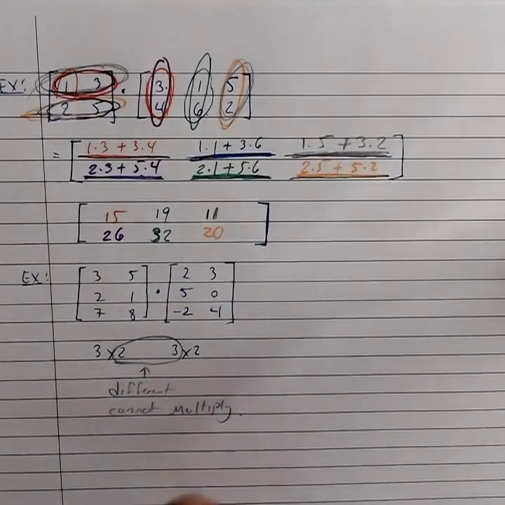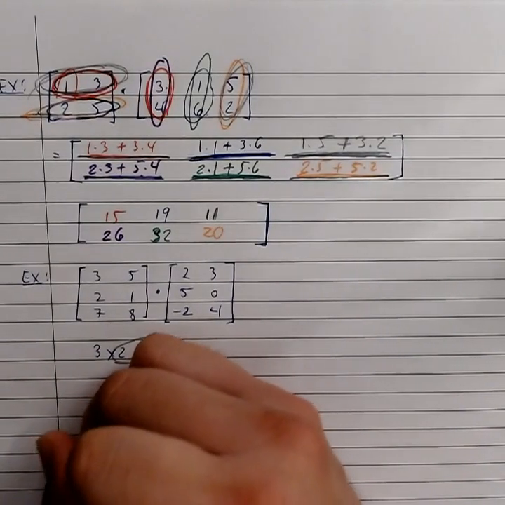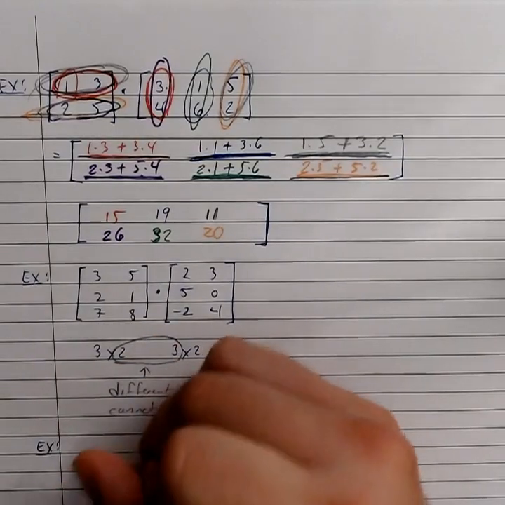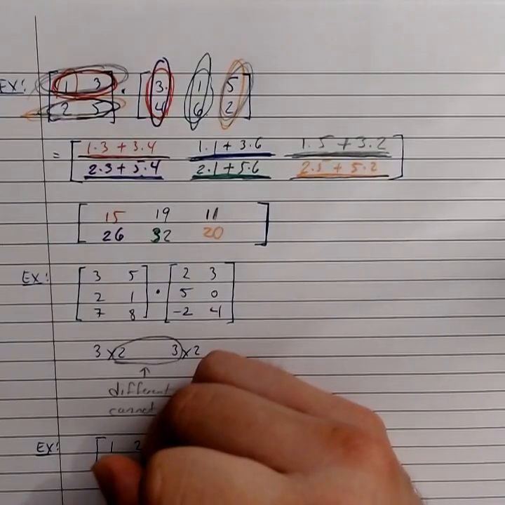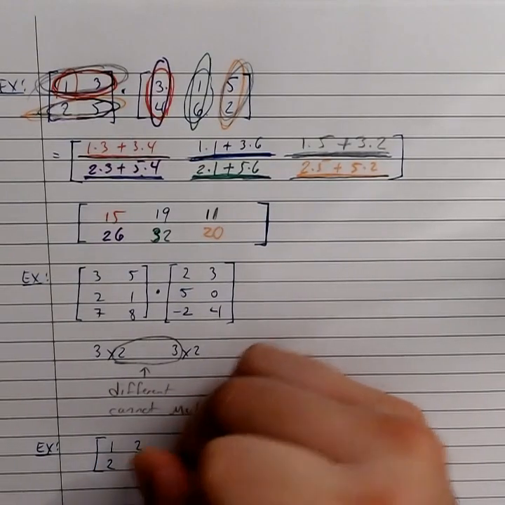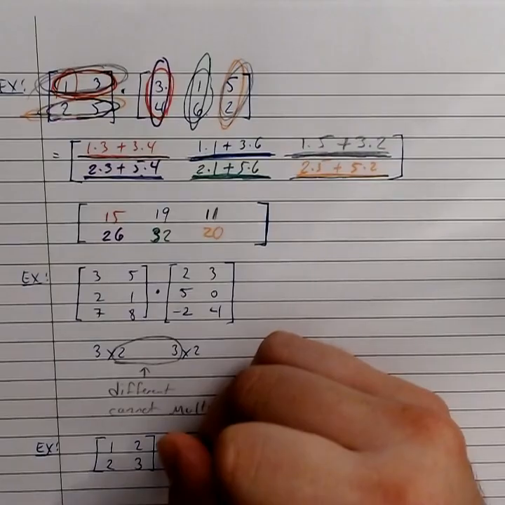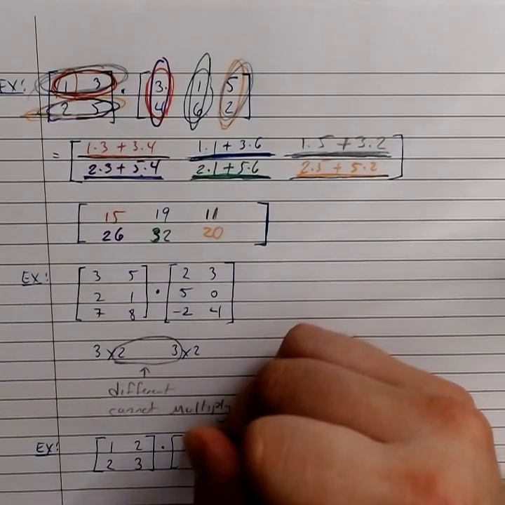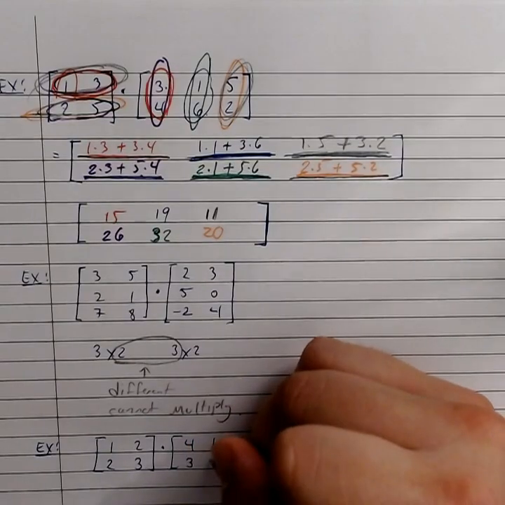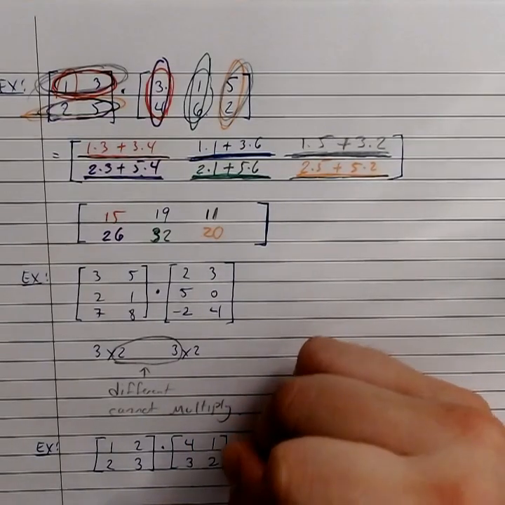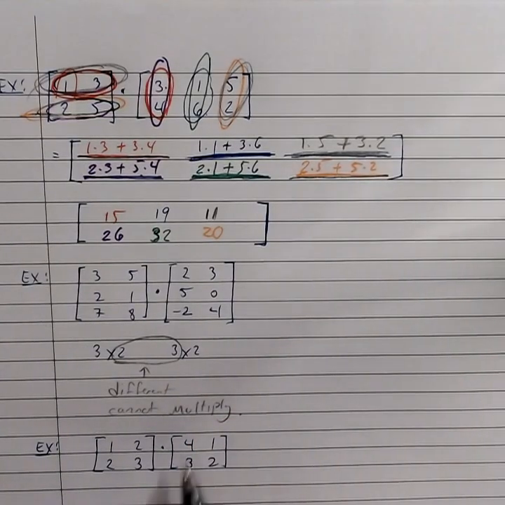Here we go. Let's take a look at another example. Let's say we have the matrix 1, 2, 2, 3. And let's say we're going to multiply that times the matrix 4, 1, let's say 3, 2. You can tell I work really hard for my examples, right?